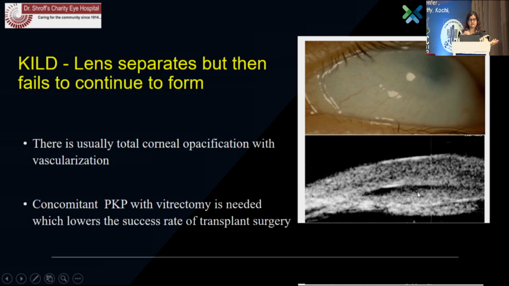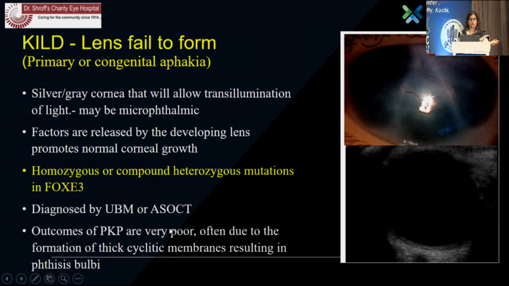Again, here since there's a complete fusion, concomitant PKP with vitrectomy is needed. However, the success rate is low. Another condition which we get to see, although it is not very common, is where the lens failed to form at all. So here you can see the silvery hue appearance of the cornea, which allows transillumination, and the eye may be micro-ophthalmic because, as we know, and Sushmita also said in her presentation, the lens is instrumental in developing and promoting normal corneal growth and the anterior segment structure.